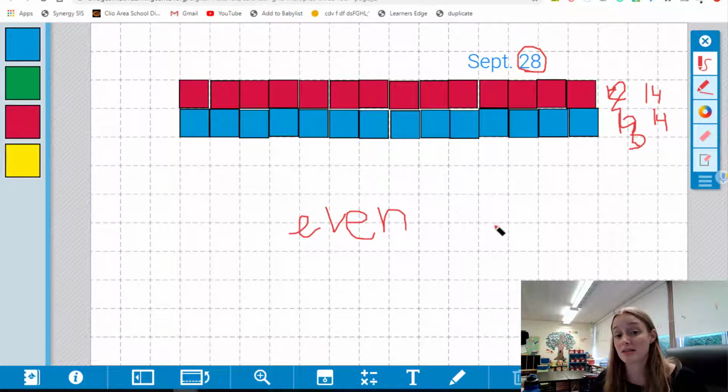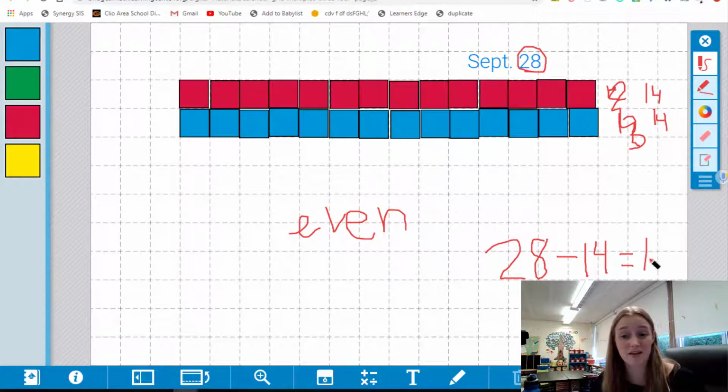Okay, if I wanted to take a subtraction problem, I could take our date, which is 28, and I could subtract 14 to get the other 14. Because remember, I could subtract these red to figure out how many blue there are, or I could just do the reverse. It wouldn't matter there.